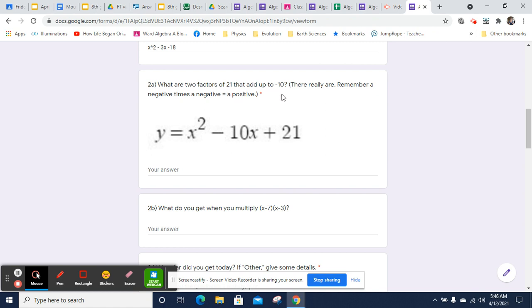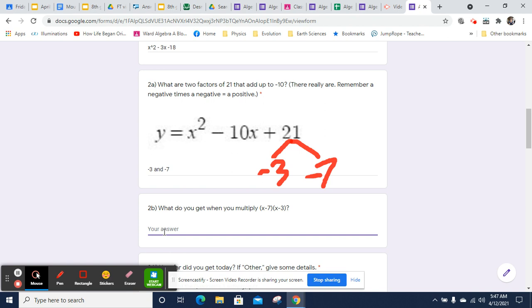Okay, what are two factors of 21 that add up to negative 10? And you're like, oh wait a minute, it's a positive number. But remember, a positive number can be the product of two negative numbers. So let's start off with what are two factors of 21 that get us 10? Well, there's 3 and 7. But that doesn't get us negative 10, so we need the opposite factors. Negative 3 times negative 7 will get us there. So negative 3 and negative 7 do the job.